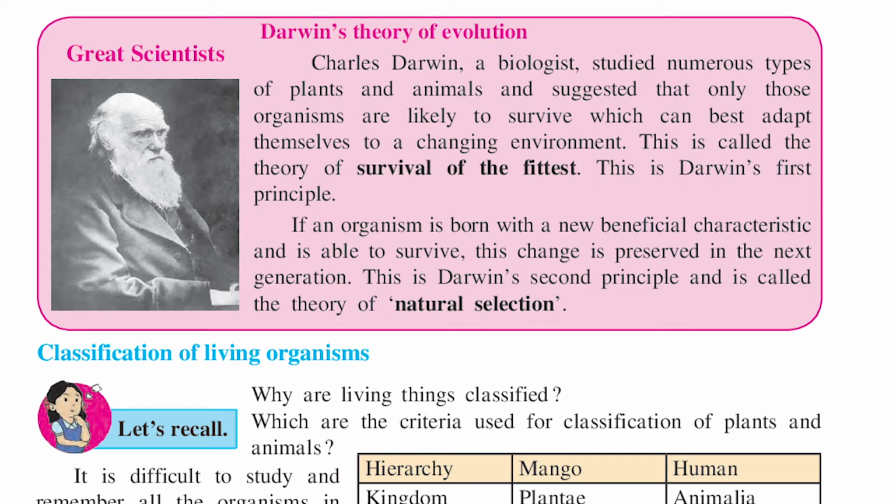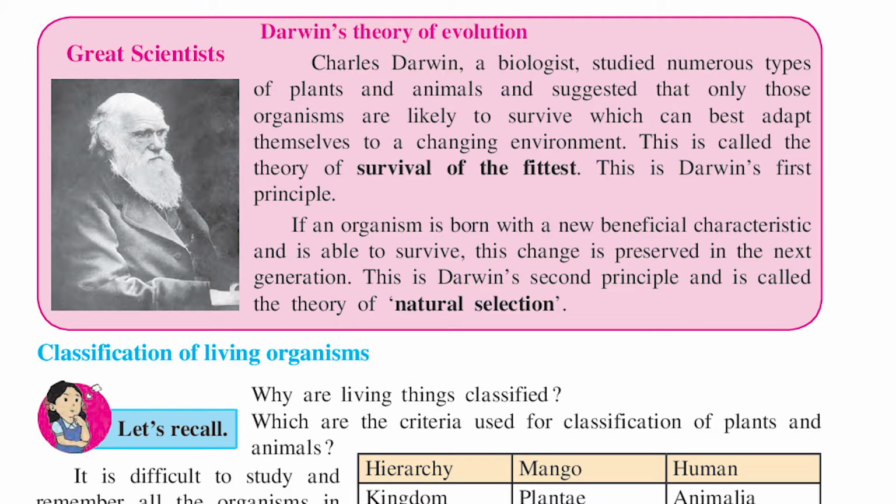Darwin's theory of evolution. Great scientists. Charles Darwin, a biologist, studied numerous types of plants and animals and suggested that only those organisms are likely to survive which can best adapt themselves to a changing environment. This is called the theory of survival of the fittest. This is Darwin's first principle.